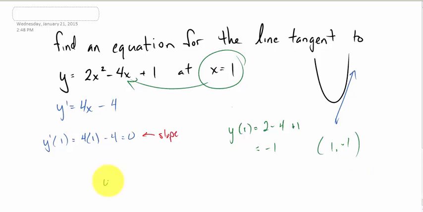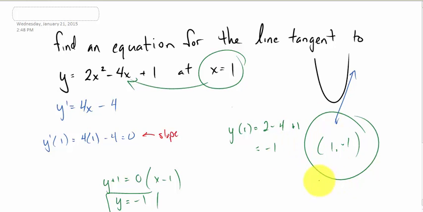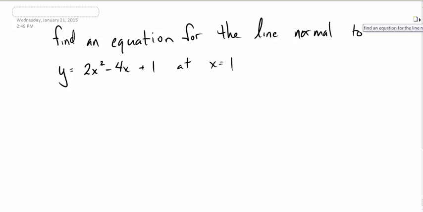So normally I would be doing y plus 1 equals 0, the slope, times x minus 1, using point slope form, and I distribute and collect like terms. But what I end up with is just y equals negative 1, also known as a horizontal line. And we know that this guy right here, since the slope of that tangent is 0, this is the vertex. Just a little fun ditty for you to think about. Next example.